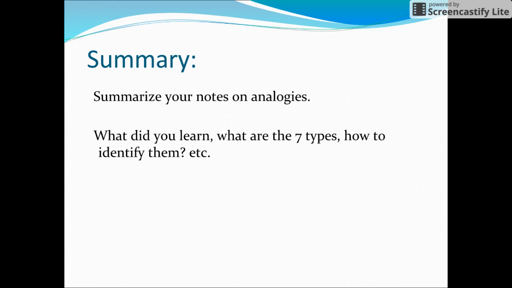So for your summary in your Cornell notes, I want you to go ahead and summarize what you learned on analogies. What are the 7 types? How do you identify them? Give me some examples. There's some space there for you to write a quick paragraph. I don't want just one sentence saying, I learned what analogies are. Okay, give me some more description.